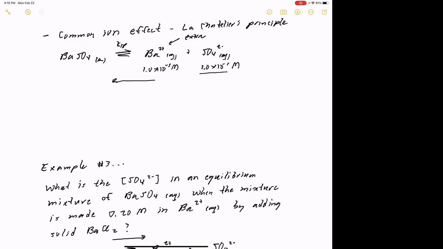Heck yeah, because now I've got 5 orders of magnitude less sulfate than I had before. So obviously I had to use up a lot of that sulfate in order to get the reaction back to equilibrium. Okay, that's Le Chatelier's principle. Now, why would this be important to us?